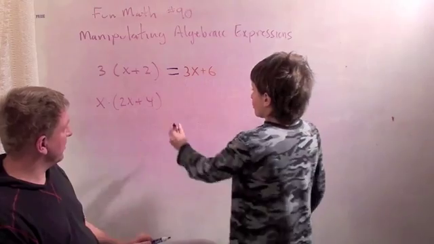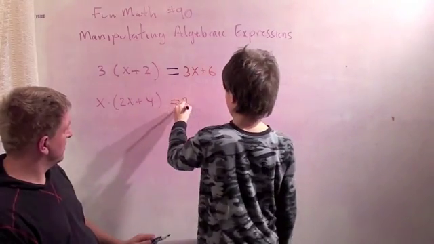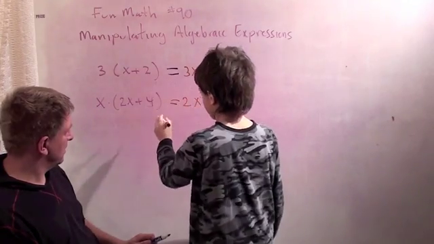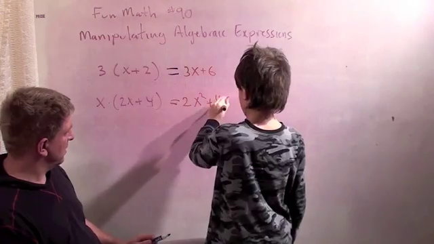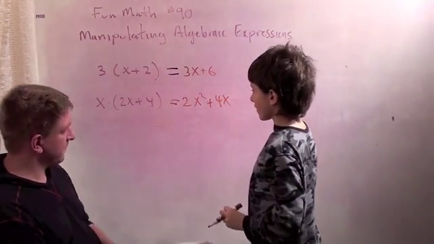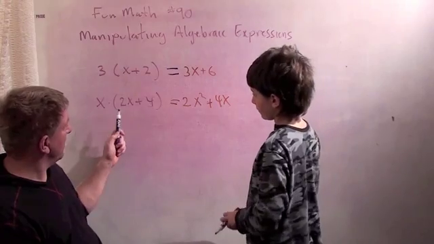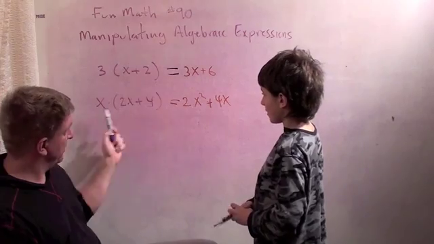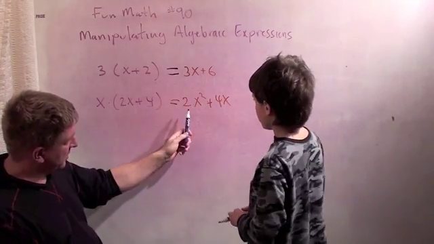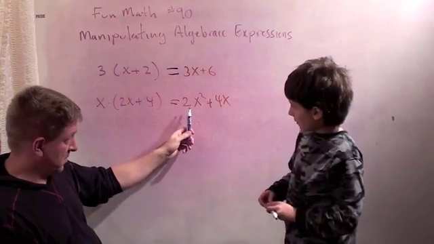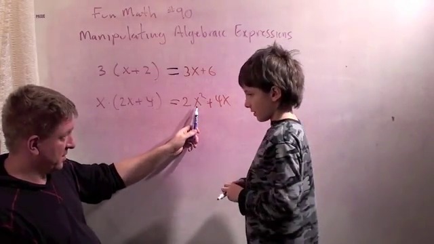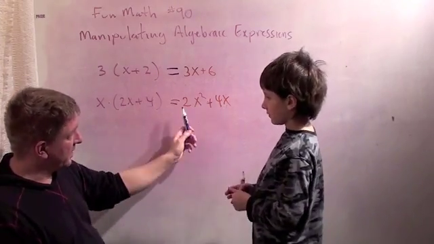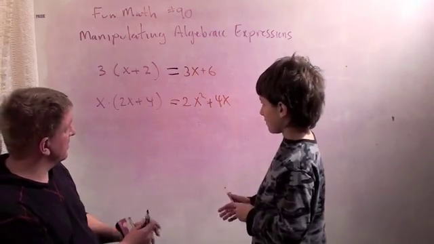Okay, what about this? x times 2x plus 4, what does this equal? Well, it's 2x squared plus 4x. Let's pick a number to check here. Let's pick 3. What is 2 times 3 plus 4? 10. 3 times 10 is 30. Now, 3 squared is 9. 2 times 9 is 18. 4 times 3 is 12. 18 plus 12 is 30. Okay, so it looks good.